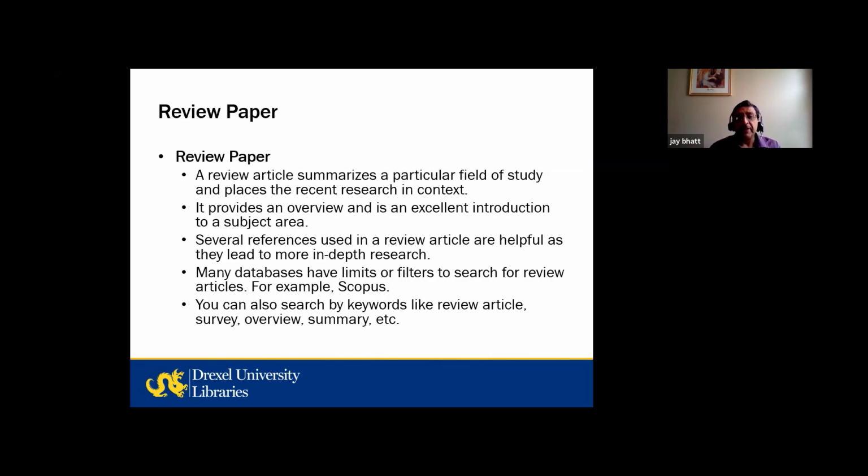Review paper. In several classes, students are asked to review a particular topic. In that case, they will have to look at different databases and find reviews on that particular topic before they go to research. Why do they have to do this? Because they want to understand the current background of that topic and what led to that particular research so far, based upon the previously published papers.